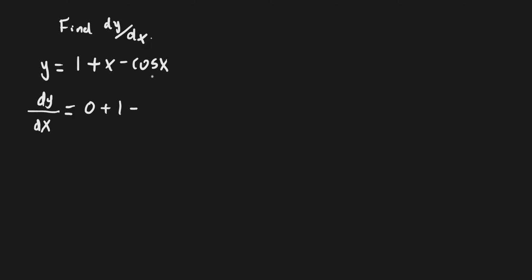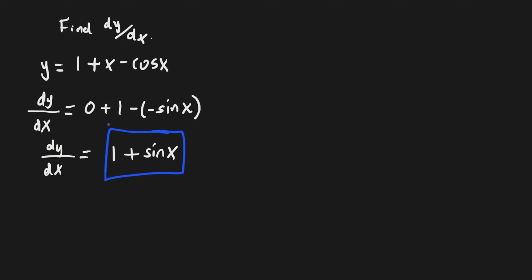And then minus d by dx of cosine x is negative sine x. So that's going to make this negative sine x. And again, we don't need to add any sort of dy by dx term. And so this is just going to be what? Dy by dx is going to be equal to 1 plus sine x. And that is your answer right here.